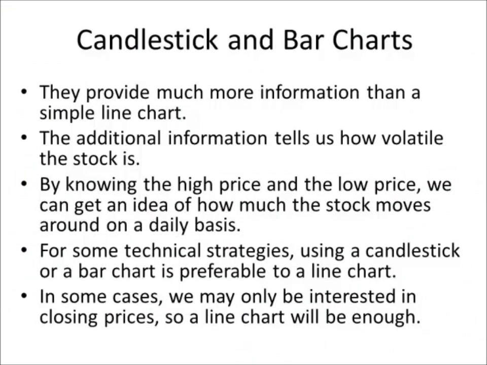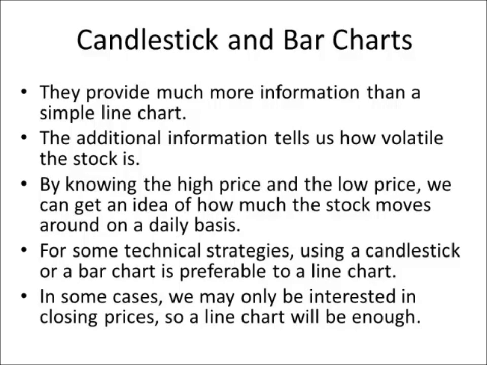Candlestick and bar charts. Now let's briefly conclude our discussion on the two types of charts. After this, we're done with chart construction, and we'll go on to indicator construction. As we mentioned, the candlestick chart provides much more information than a simple line chart. What it provides in addition is that it tells us how volatile the stock is. When we know the high and the low of the stock, we can get an idea of how much the stock moves around on a day-to-day basis.